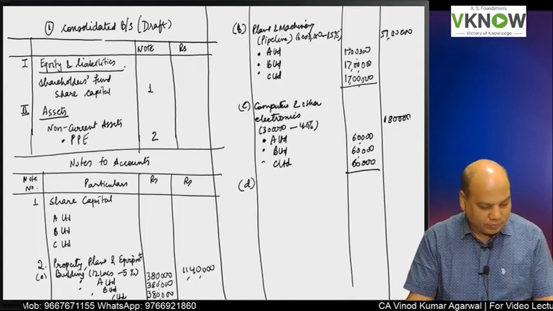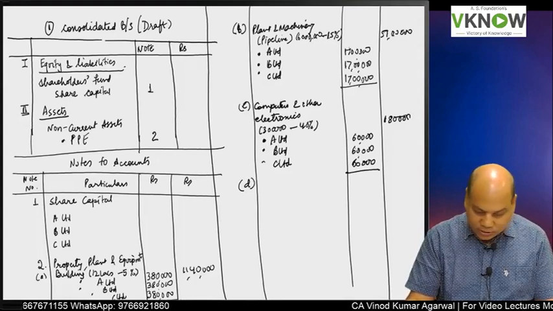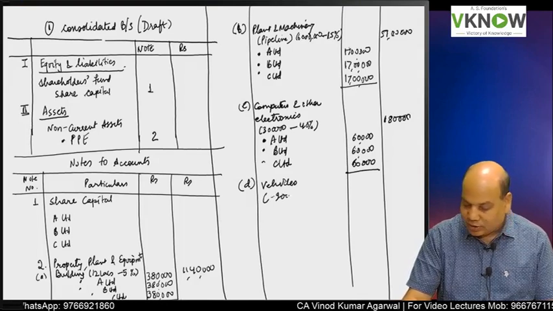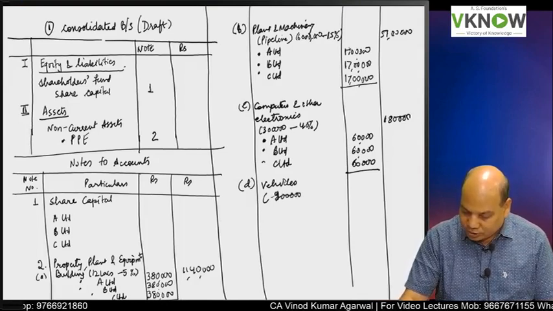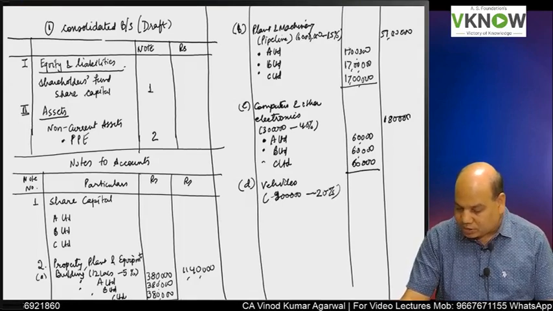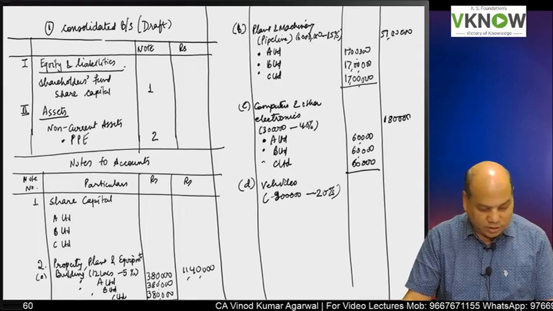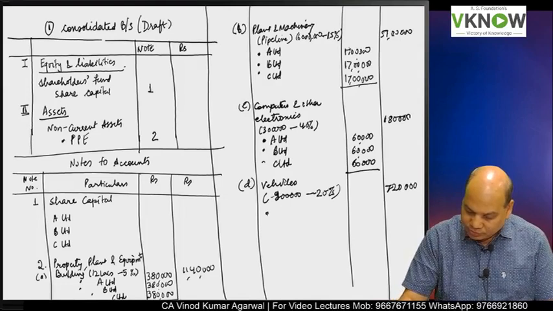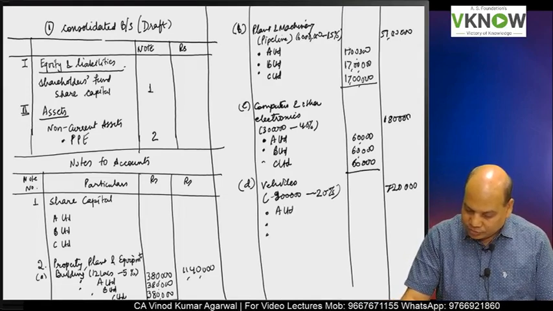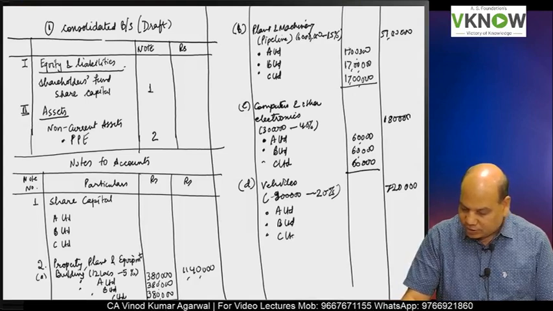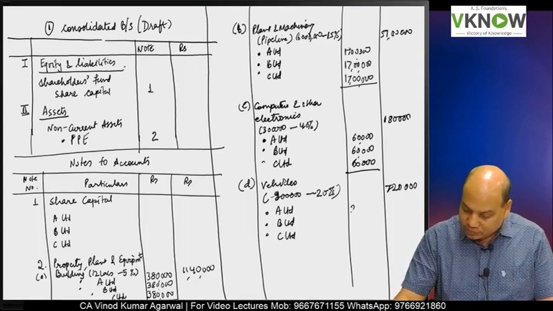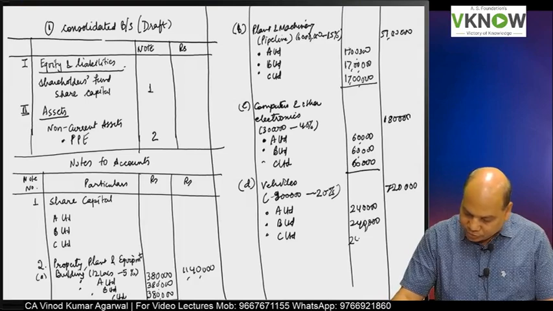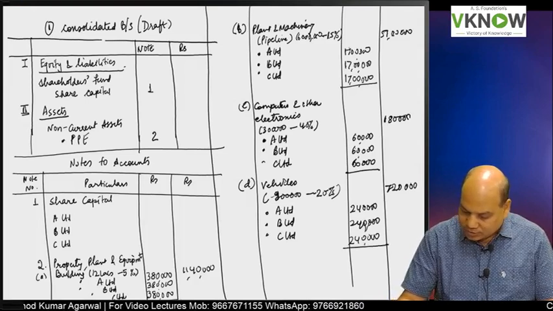There is one more asset, and that is vehicles. The cost of this vehicle is 9 lakh. Depreciation 20%. So that will come to 7 lakh 20,000. And again you write the names of the 3 venturers A, B, C. 7 lakh 20,000 divided by 3, so each venturer will record 2 lakh 40,000 share in the asset.